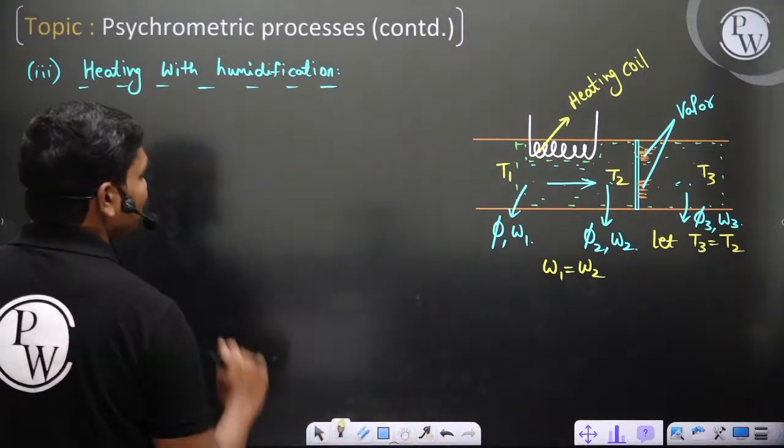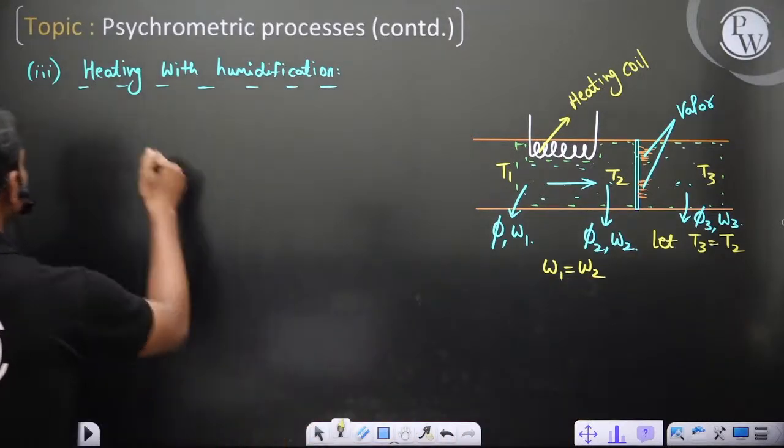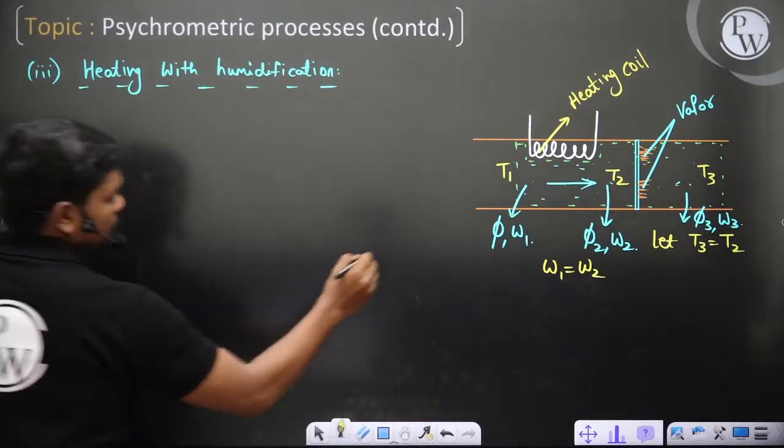Now if you see this graph on a psychrometric chart, and even before that if you do certain analysis, so this is the control volume.